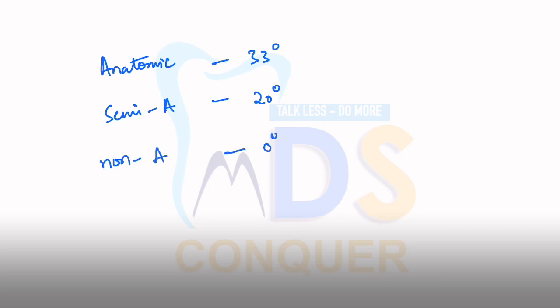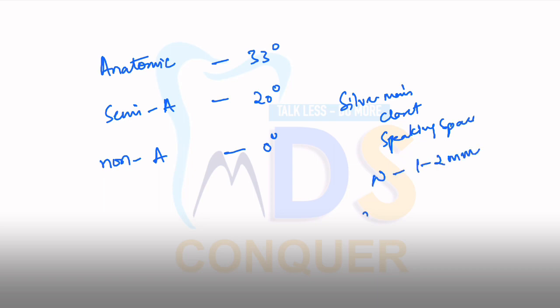But if you want, you can make a note about Silverman's closest speaking space. The normal value is 1 to 2 millimeters. In the case of class 2, it's going to be more, that is 3 to 6 millimeters. In the case of class 3, it will be less, that is 0.5 to 1 millimeter. Make a note, these topics were repeated in the last few years of the Neet examination.